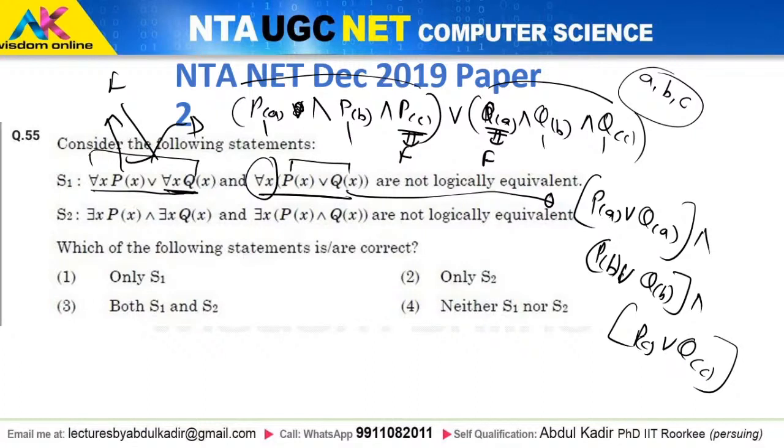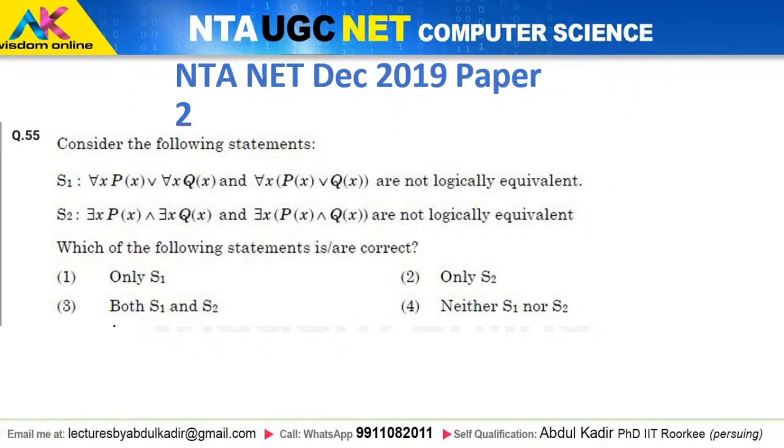Then what will happen? Because PA is true, this will be true. Because PB is true, this will be true. And because QC is true, this will be true. So you can see this expression will become true. Are you getting my point? This will become false and this will become true. So we can say that they are not logically equivalent. So this S1 is correct because they are not logically equivalent.